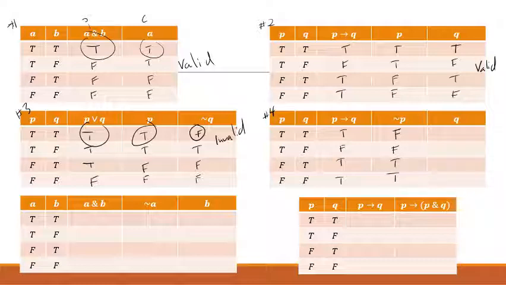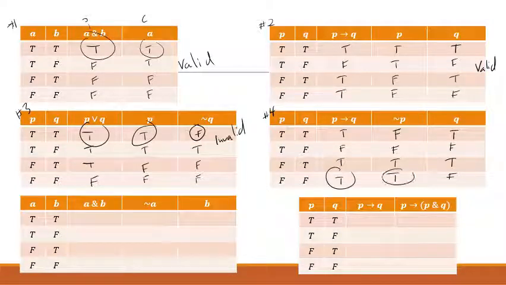And then Q is just Q, right? So nothing changes over here for Q. Just got to do your replacement. And so is this argument valid or not? Well, that depends on whether or not you have all true premises and a false conclusion. And we do, so the argument is invalid.